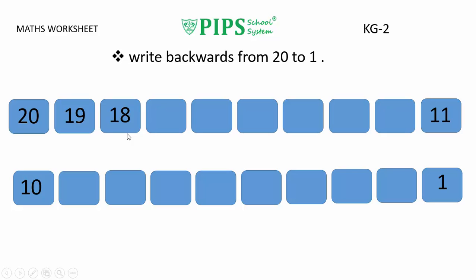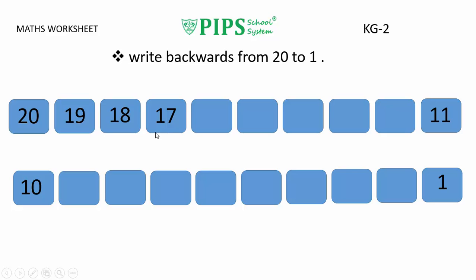Which number comes before 18? Start backward counting from 20. 20, 19, 18, 17. 17 comes before 18. Now we will write the number 17 in the empty box like this.